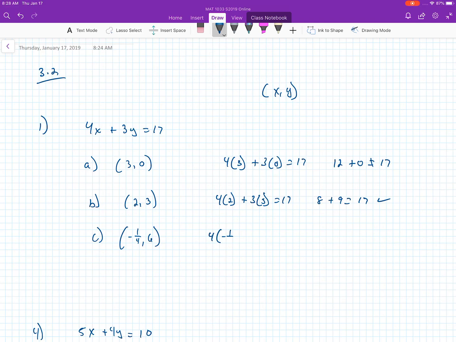The next one is negative 1/4. So when you multiply, just remember that that has a 1, right? And you do numerator times numerator, denominator times denominator. So 4 times 1 is going to be 4, and you have the negative there, and 1 times 4 is 4. And then that's going to be 18. Now, negative 4 over 4 is going to be negative 1. And negative 1 plus 18 is 17. So that is also a solution to the given equation.